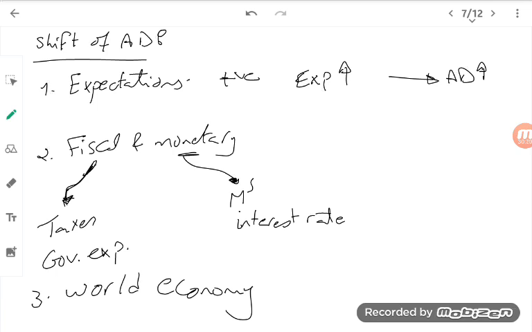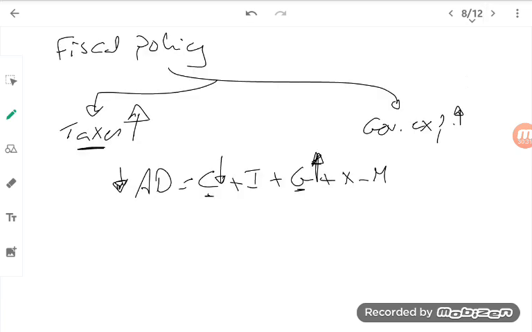طيب فاكتور نمبر 2 فيسكال اند مونيتري بوليسي. فيسكال بوليسي دي مسؤوله عنها وزاره الماليه، بيبقى فيها حاجتين يعني تو تولز، التاكسز والجوفرمنت اكسبنديتشر. التاكسز انا بقول الحكومه زودت الضرائب، الضرائب لما تزيد معناها ان الديسبوزابل انكم هيقل، الديسبوزابل انكم ده بيأفكت الكونسومشن، يبقى الكونسومشن بتاعي هيقل. كونسومشن واحده من الكومبوننتس بتاعه الاجريجيت ديماند، يبقى هي كمان هتقل، يعني هيحصل شيفت للاجريجيت ديماند كيرف تو ذا ليفت.